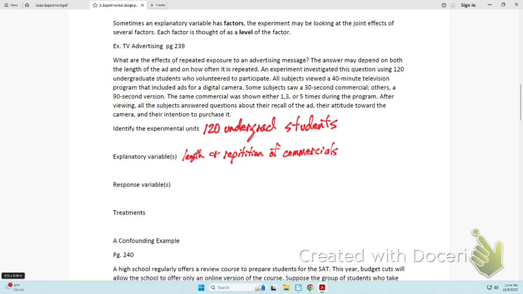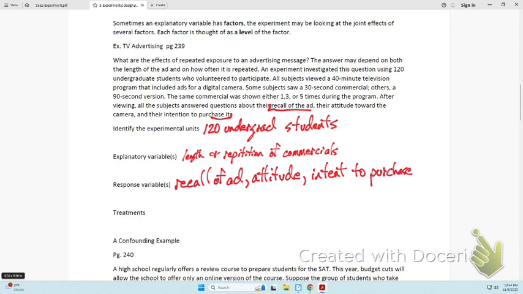All right. Response variable, they write it down starting right here all the way to here. So we need to write those three things. Recall, attitude, and intent to purchase this camera.